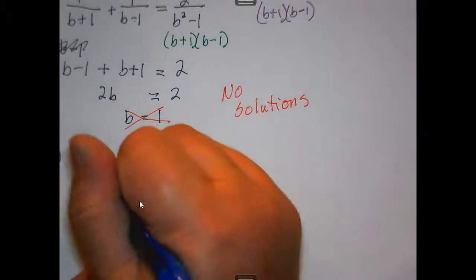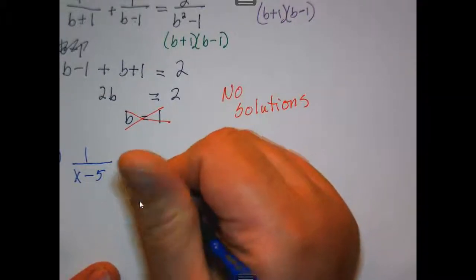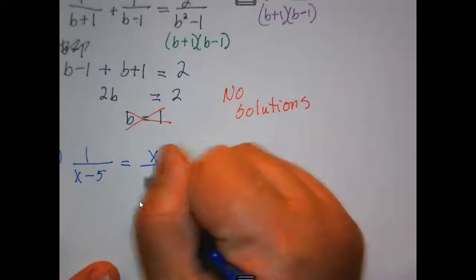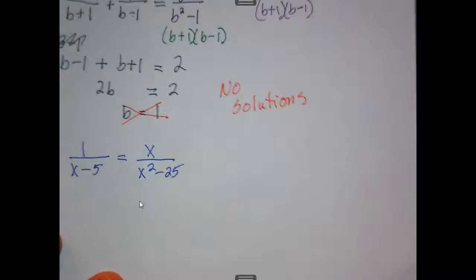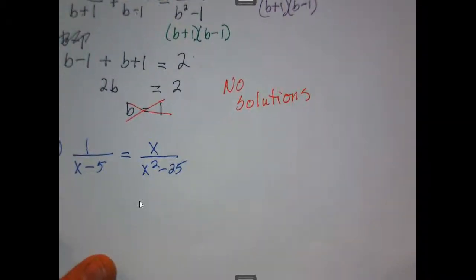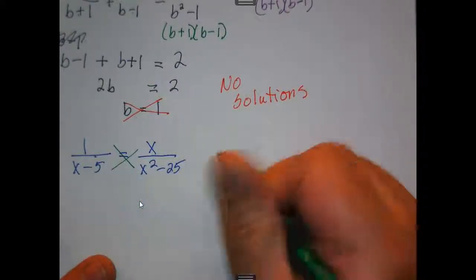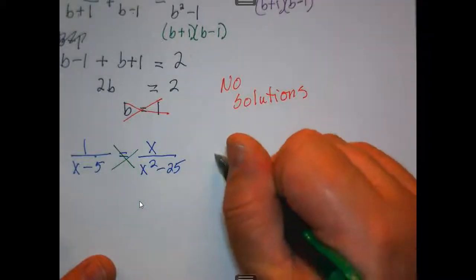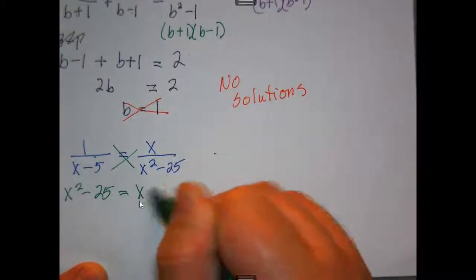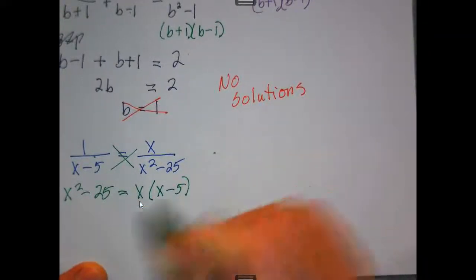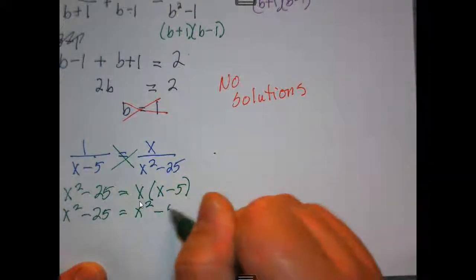47. I have 1 over x minus 5. I can tell you right now what the answer to this is. x over x squared minus 25. Oh, hey, this is a proportion. We can do cross multiplication, right? Because one fraction equals another fraction. So I have 1 times x squared minus 25 equals x times x minus 5. So x squared minus 25 equals x squared minus 5x.